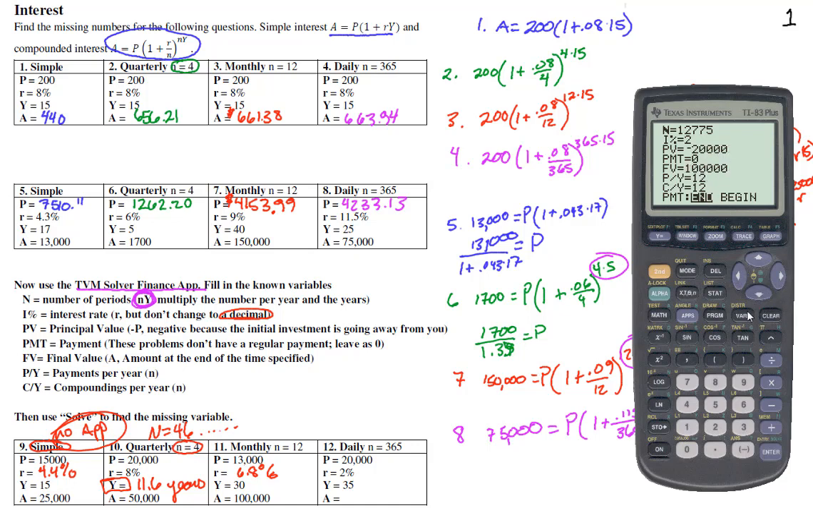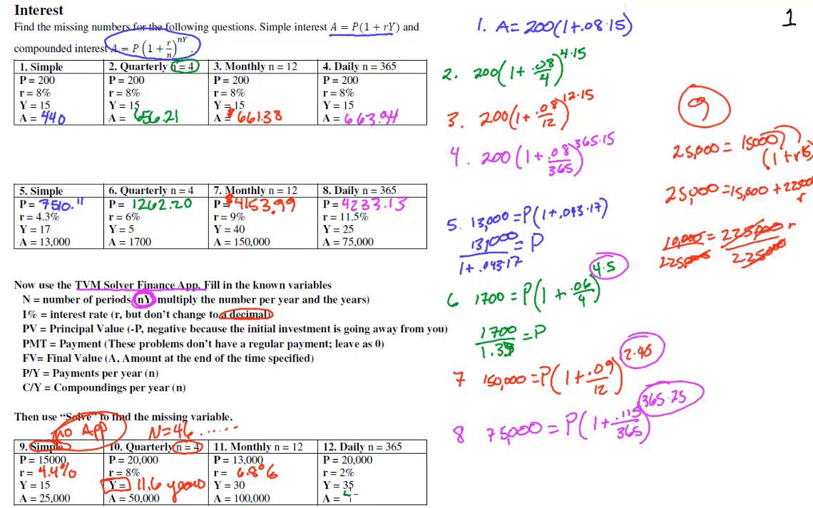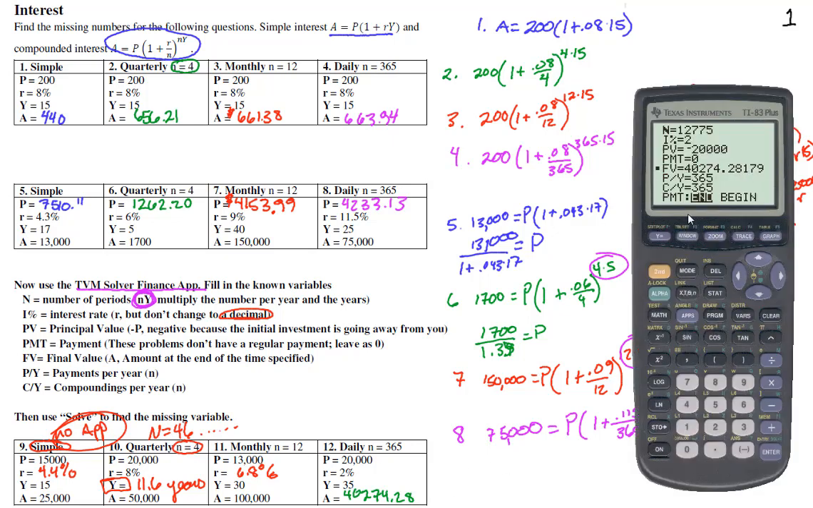No payment. The final value, we don't know. We're going to come back and do that, but this has 365 payments and compoundings per year. So let's go back up to the amount and alpha solve. And we get $40,274.28.